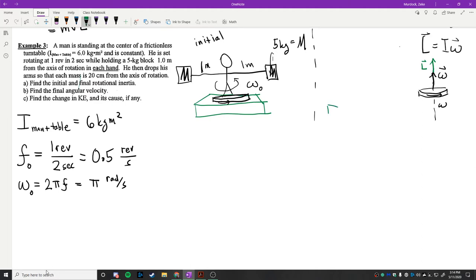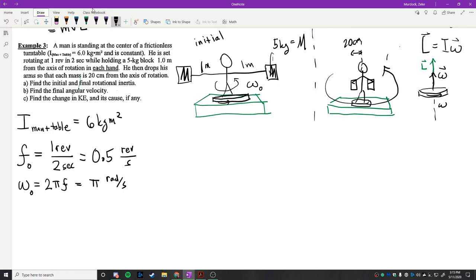So now we've got our same turntable here, and the only difference now is that he's holding his hands a little farther down to his side. So now his hands are held like this. He's got a block here and a block here, but now the distance between here and here is going to be 20 centimeters instead of 1 meter, okay? And as a result of doing this, what should happen to his angular speed?